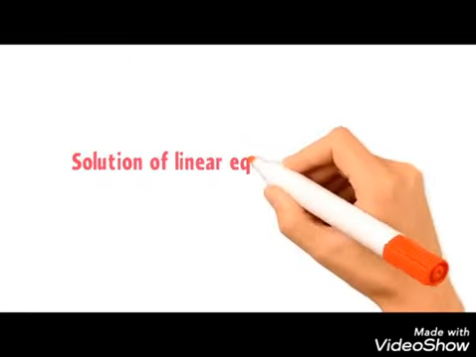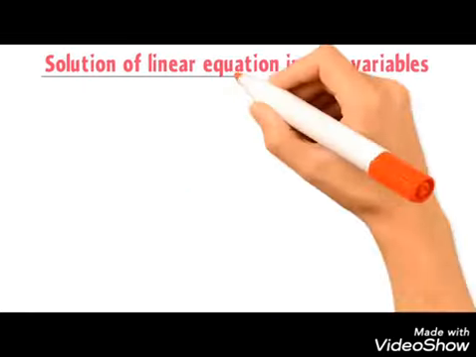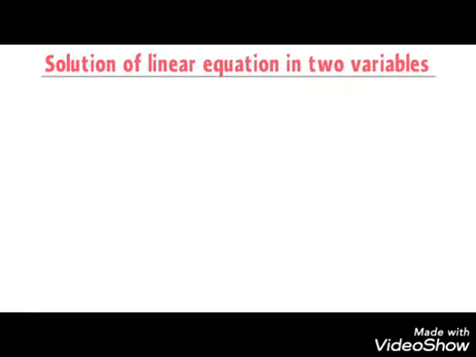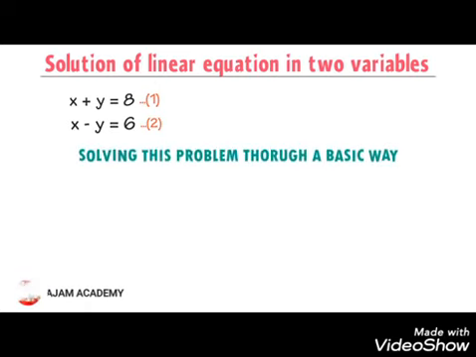Now let me teach you the solution of linear equation in two variables. For example, x plus y is equal to 8 and x minus y is equal to 6. Let me call this equation number 1 and this equation number 2. Now there are different methods of solving such type of linear equation, but I am going to solve this problem through a basic way.